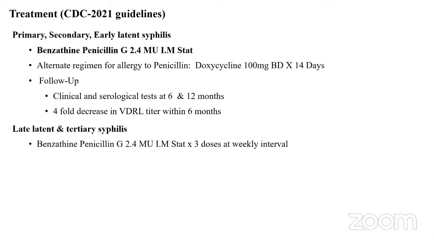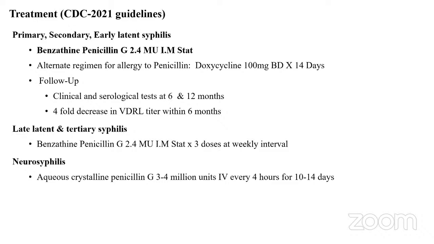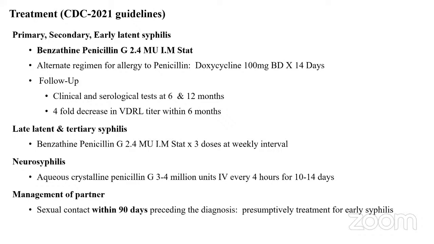If the patient is diagnosed with late syphilis, that is late latent or tertiary syphilis, then the patient should be treated with injection benzathine penicillin, 2.4 million units intramuscularly, given as 3 doses at weekly intervals. If the patient is diagnosed with neurosyphilis, because of poor penetration of benzathine penicillin, we give aqueous crystalline penicillin, 3 to 4 million units intravenously every 4 hours for 10 to 14 days. Regarding the management of the partner, any partner who had sexual contact with the patient within 90 days preceding the diagnosis should be presumptively treated for early syphilis. That is, they should receive benzathine penicillin, 2.4 million units intramuscularly, single dose.